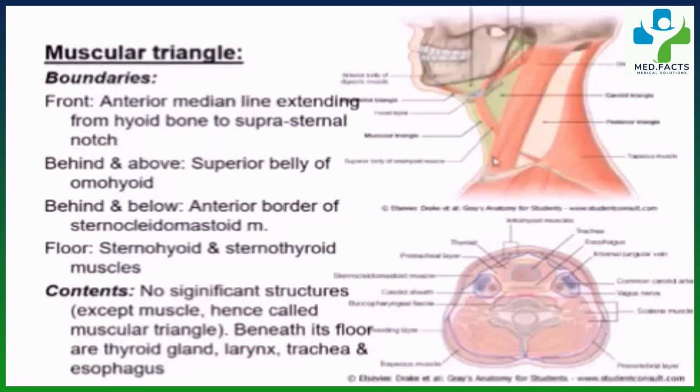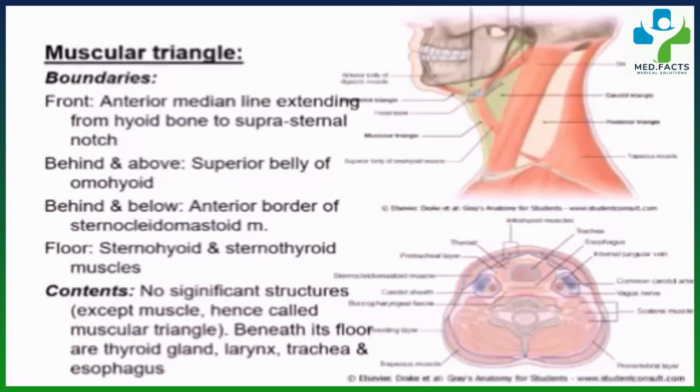Then behind and below on the other side we have this muscle. This is called the sternocleidomastoid, the anterior border of the sternocleidomastoid muscle. So these are the boundaries of the muscular triangle. In the front we have the midline structures of the neck. Behind and above we have the superior belly of omohyoid. Behind and below we have the inferior belly of the omohyoid muscle.